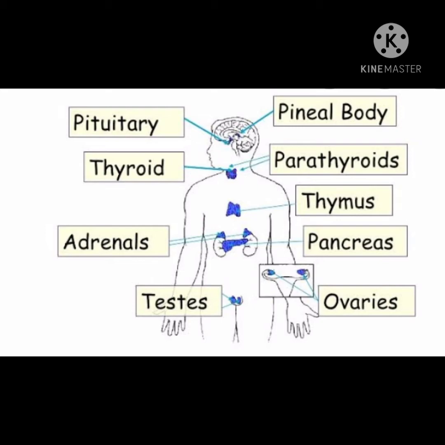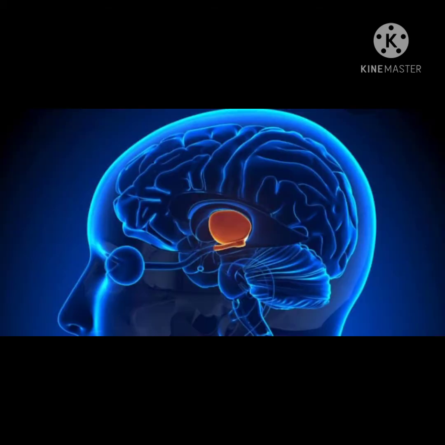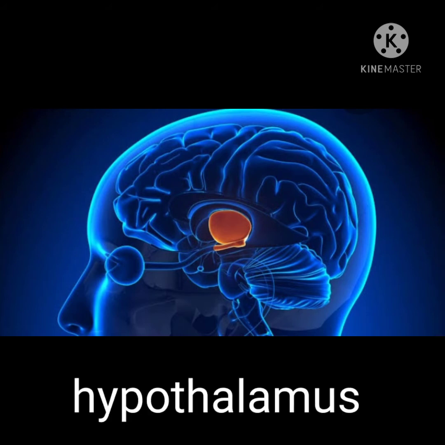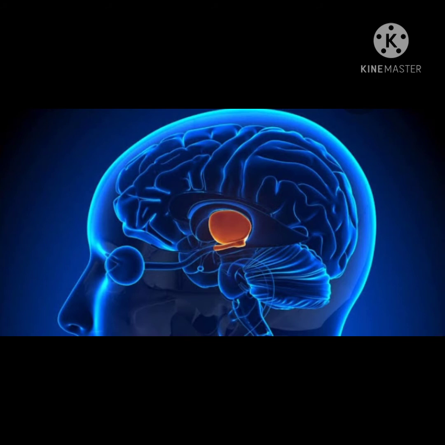Another one is the hypothalamus. It is situated at the base of the brain. The hypothalamus usually secretes neurohormones, or releasing hormones. More than this, the hypothalamus secretes two neurohormones. They are oxytocin and vasopressin. Vasopressin is also known as ADH.